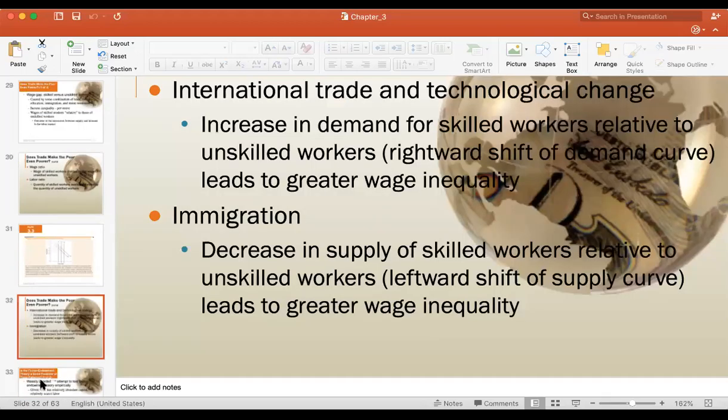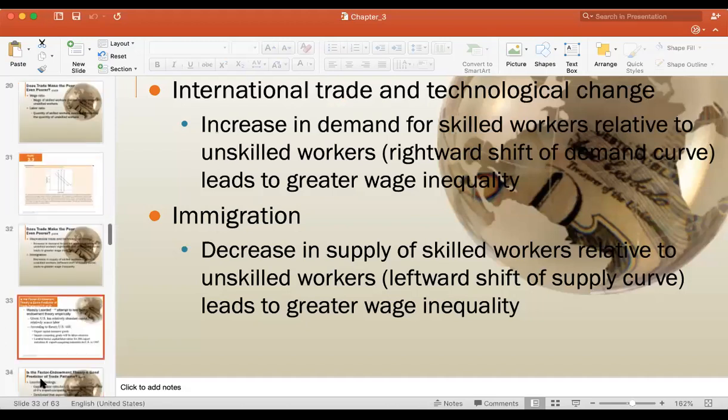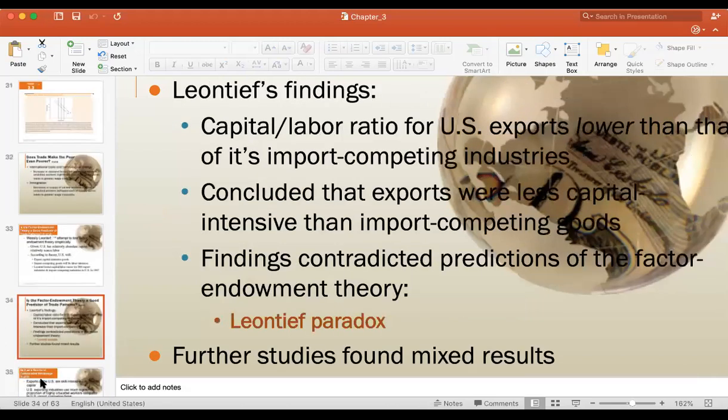Okay, so we talked about all of that. Now the next thing that we want to look at is what type of empirical work was done to validate the HO model? Because after all, we want to put this HO model to the test. And we want to see if the HO model happens to explain trade patterns in the real world.